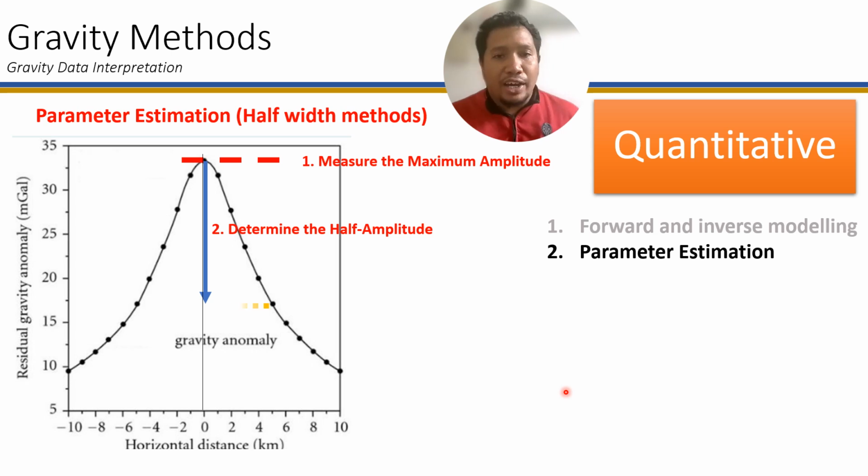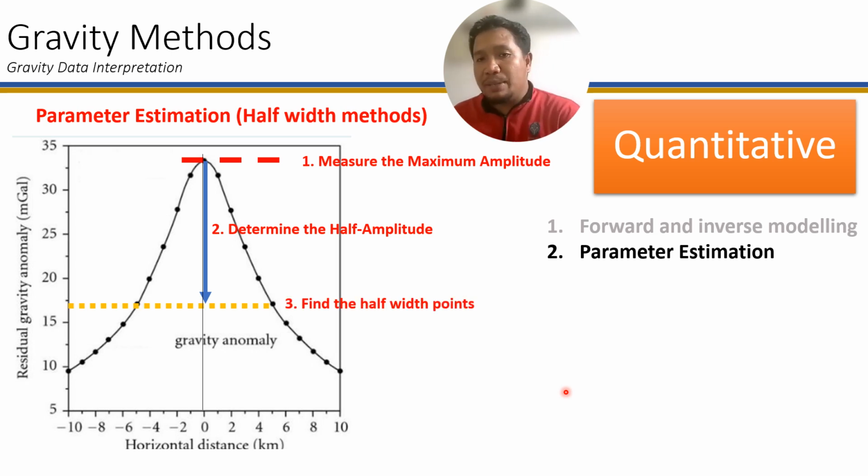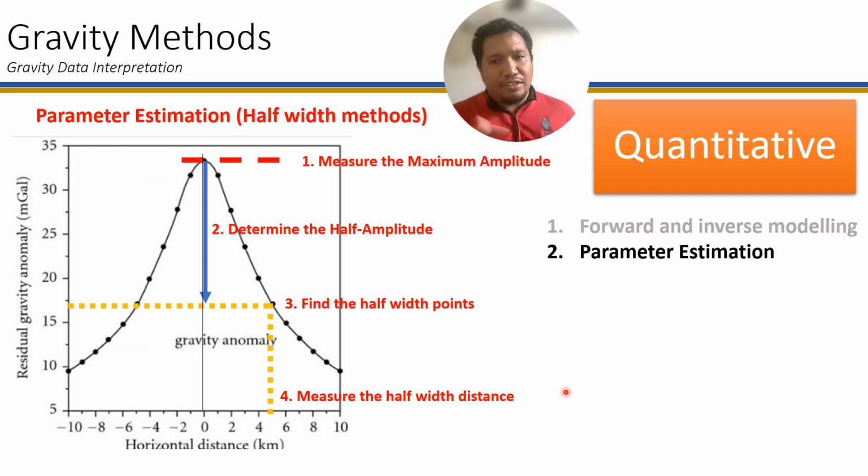So next we need to identify the points on either side of the anomaly peak. We project to the right or to the left of the anomaly peak to where the amplitude equals the half amplitude value. Lastly, we need to measure the horizontal distance between these points. This distance is then used in a specific formula to estimate the depth of a buried geological structure from the surface to its center. For instance, using a half-width distance of 5 kilometers, this is the result that we obtain here.